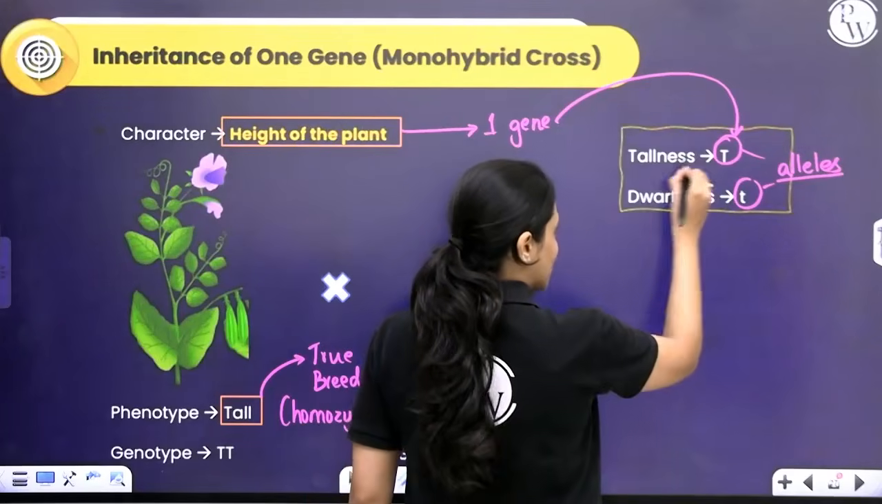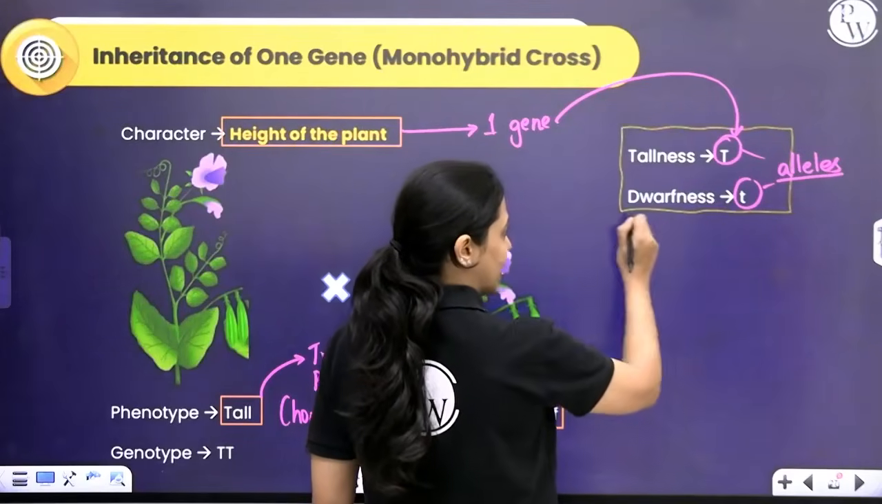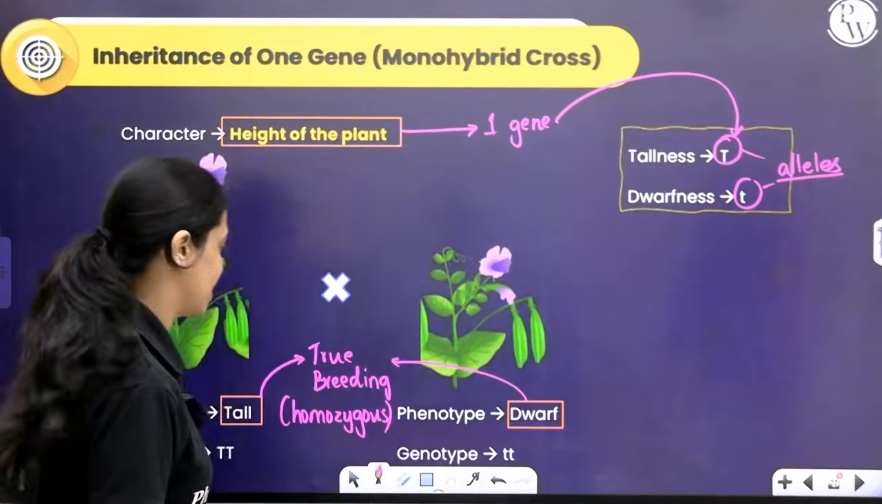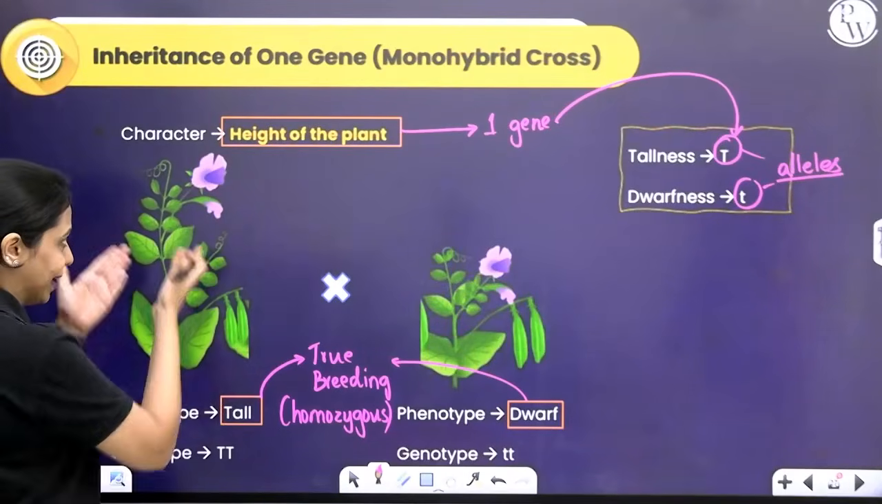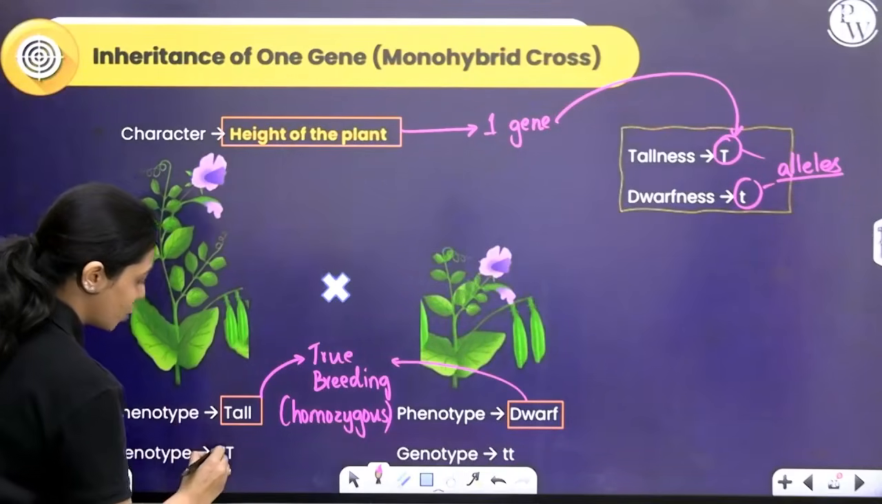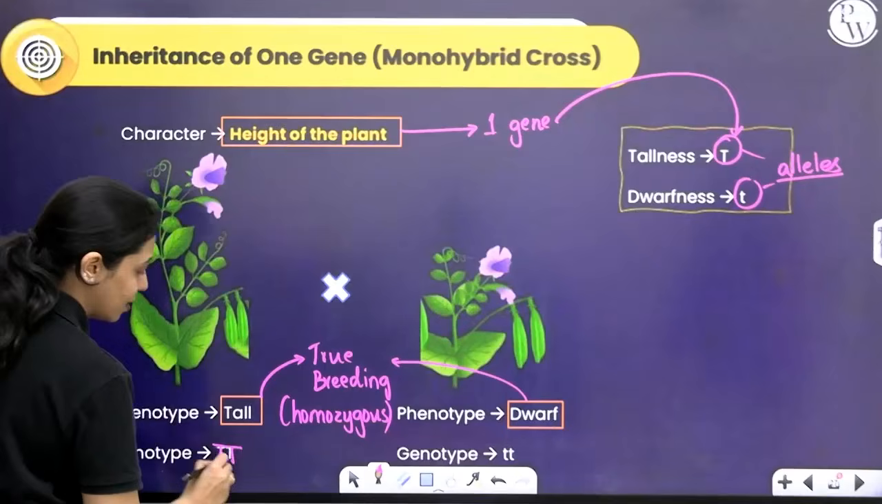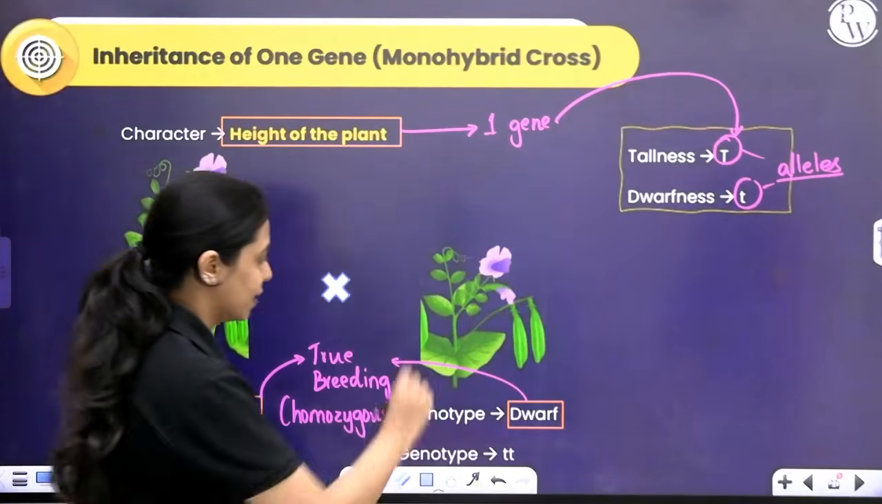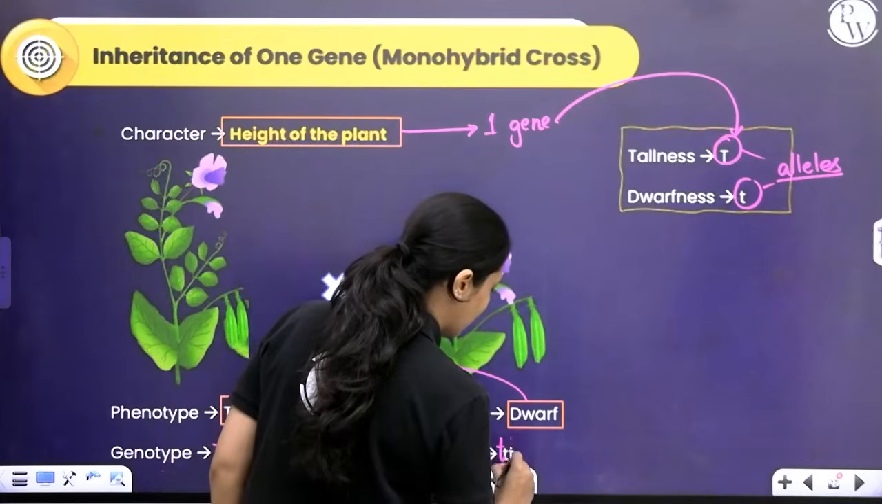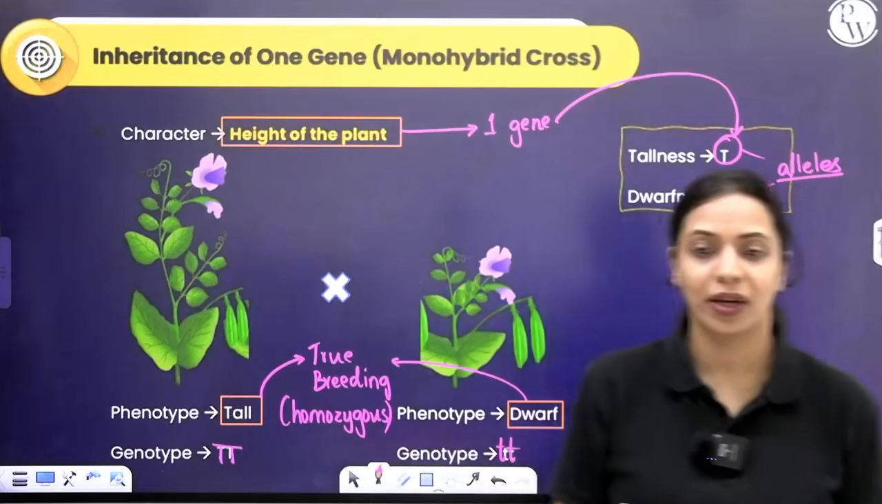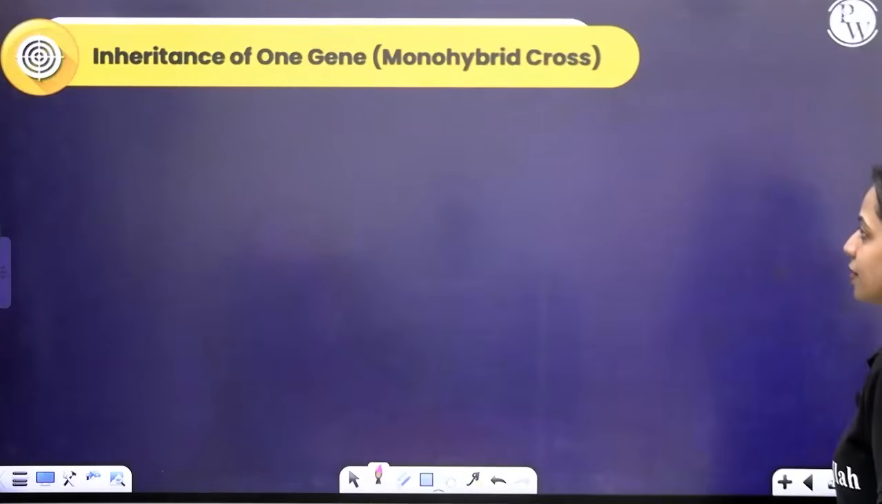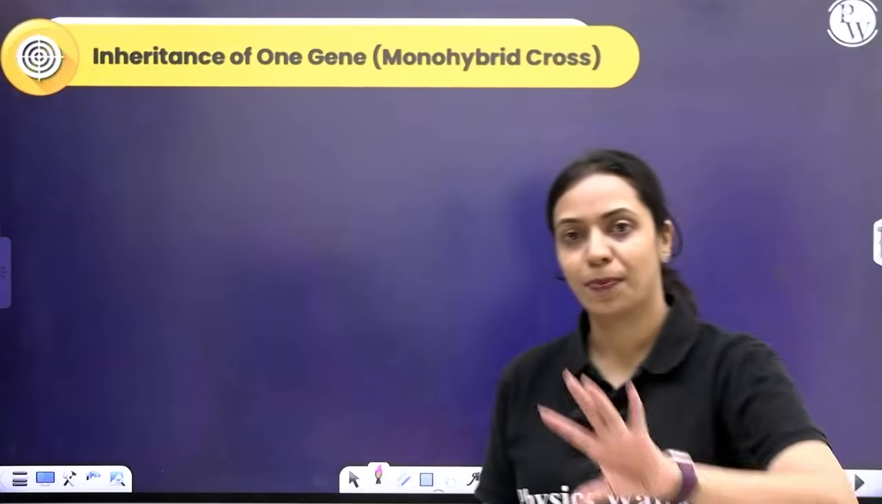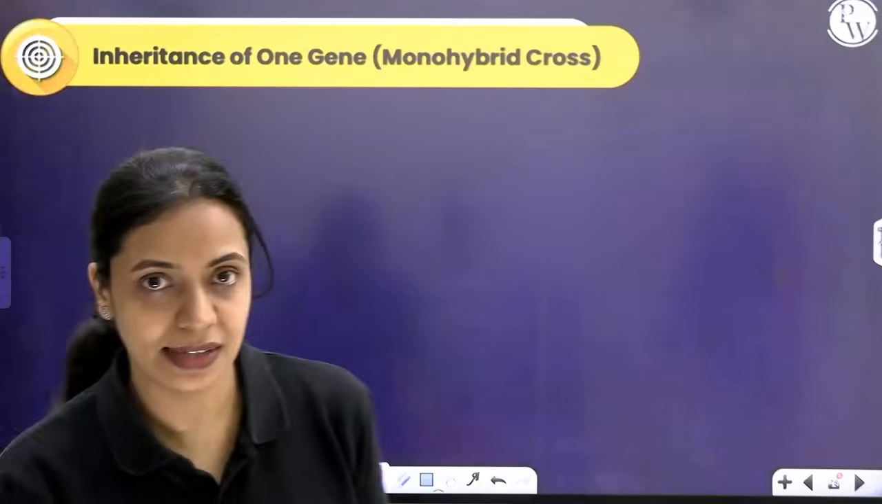Capital T is used to represent tallness, lowercase t is used to represent dwarfness. So I know this is tall and it is homozygous, so this should have two alleles that are capital T. This is dwarf, so it will have two alleles that are lowercase t. Okay. So now we will perform the same experiment that Mendel did using these letters.